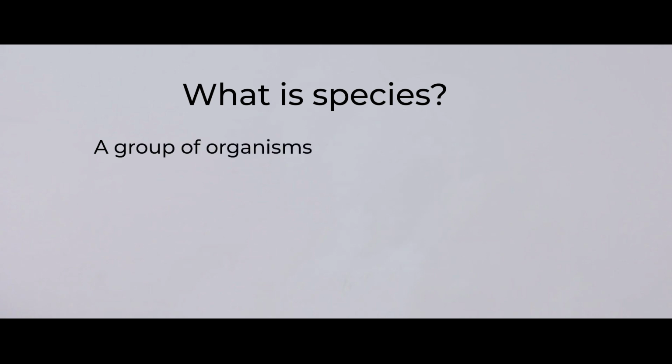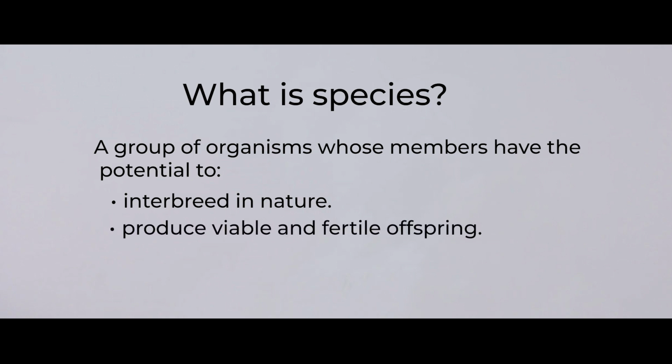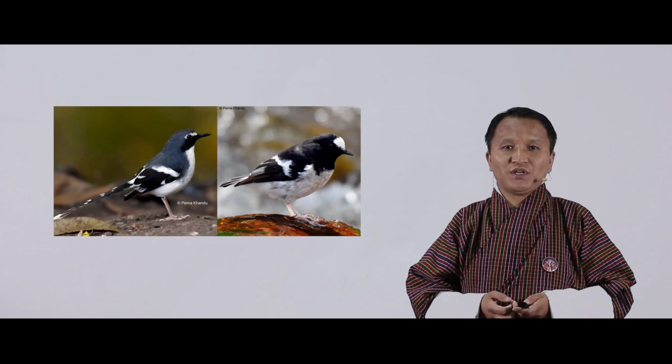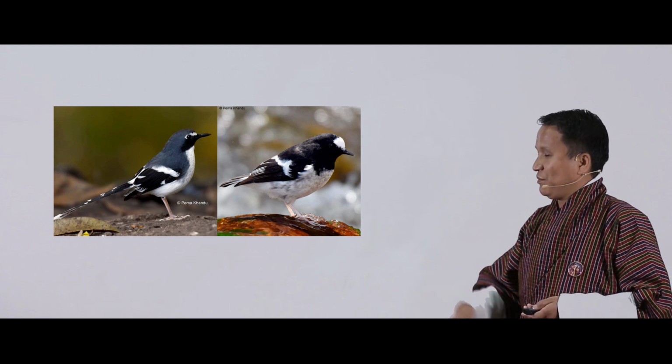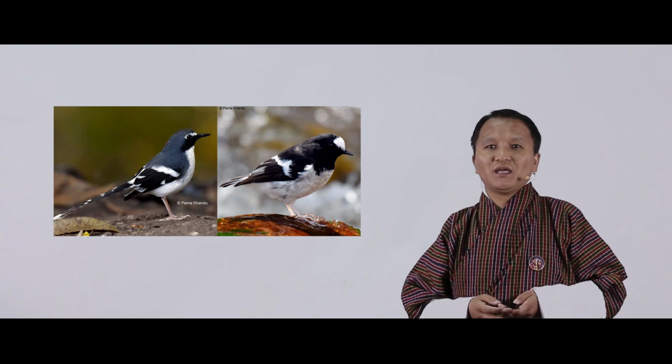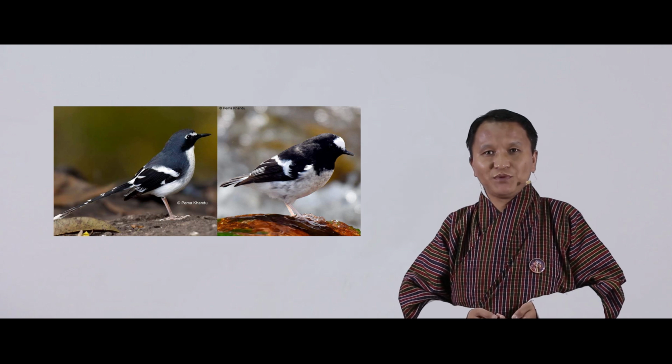So now, what is species? Species are a group of organisms whose members have the ability to interbreed and then produce offspring that are viable and fertile. Such a group of organisms we refer to as species. But what is the meaning of interbreed and produce fertile offspring? Let us again look at these two birds. They look similar, but the thing is, they cannot interbreed. So which means these two birds are of different species.